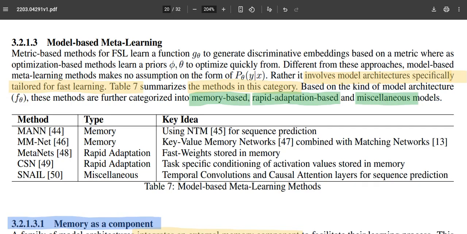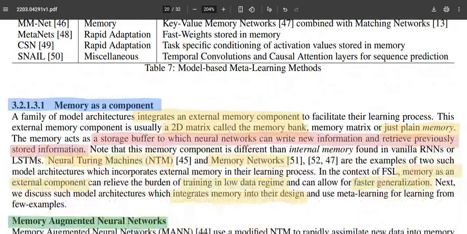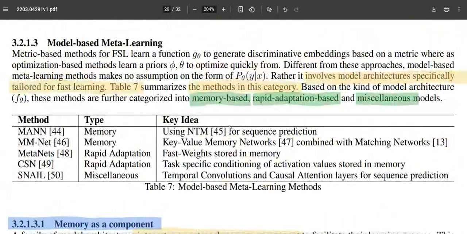What is model based meta learning? Here the model itself has a special kind of architecture which tries to utilize the distribution of tasks set up in meta learning, to address the problem of the deficiency of sample data in few-shot learning. Among model based meta learning, there are special architectures based on memory, rapid adaptation, and miscellaneous models. The most important key factor here is the memory based.